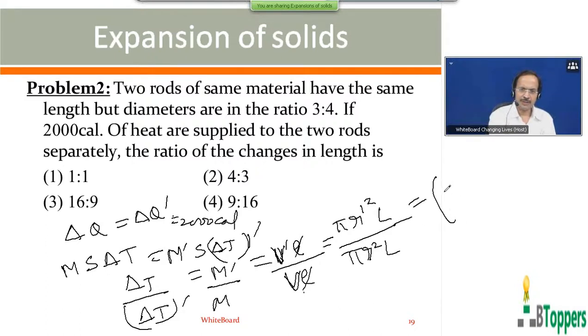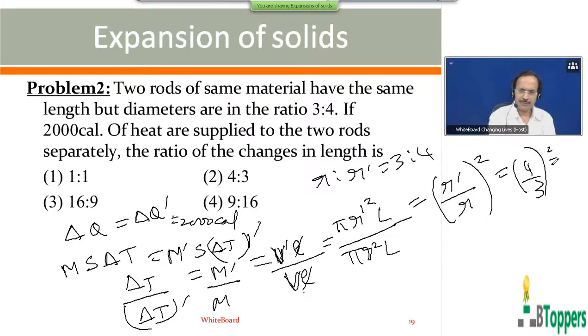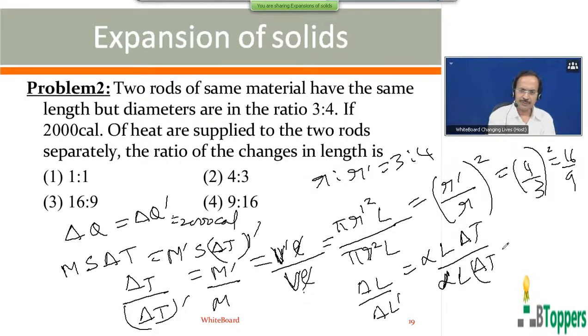So ratio of the increase in temperature of first rod to increase in temperature of second rod is equal to square of the inverse ratio of the radius of cross section. Ratio of the radius of cross section is 3:4. So this will be 4/3 whole square, 16/9. So increase in the length of the first rod by increase in the length of second rod will be same as the ratio of the increase in the temperature of first rod to the increase in temperature of second rod, because both the rods have same original length and same values of alpha. So you get same answer.